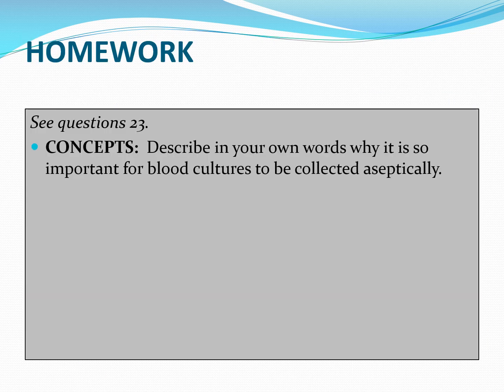Here's one of those concepts that I want you guys, because it is very important as healthcare professionals, as medical assistants and lab assistants, that you're able to describe these things in your own words. So describe in your own words why it is so important for blood cultures to be collected aseptically. Now take what you have learned in both lab and lecture and be able to answer this in your own words.